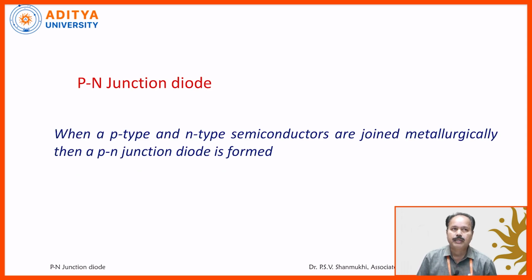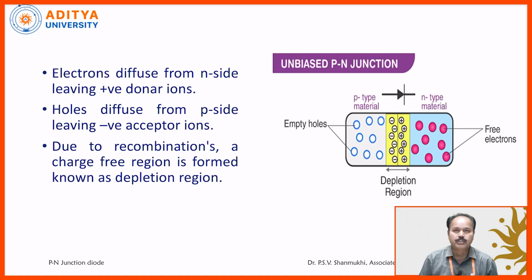Coming to a p-n junction diode, when p-type and n-type semiconductors are joined metallurgically, then a p-n junction diode is formed. Generally p-type and n-type semiconductors are joined together, not mechanically but metallurgically, and a p-n junction diode is formed. So how is a p-n junction diode formed?